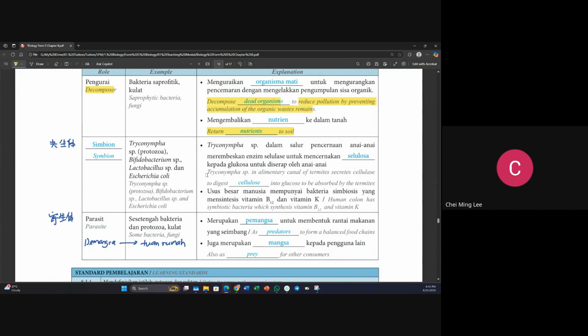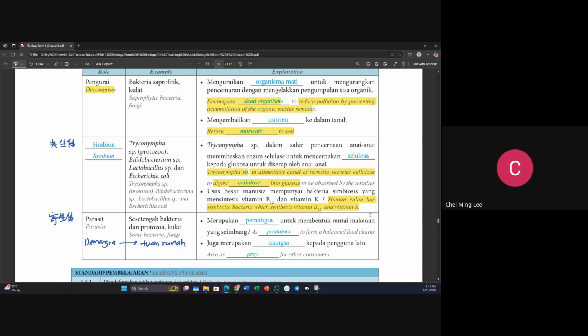So what happens is this Trichonympha species is normally in the alimentary canal of termite, which secretes the cellulase. That's why termite can eat wood, because they can digest the cellulose into glucose. And in the human colon, we have symbiotic bacteria that synthesise vitamin B12 and vitamin K, because somehow we cannot generate these two vitamins by ourselves.